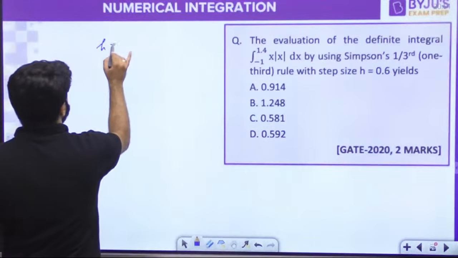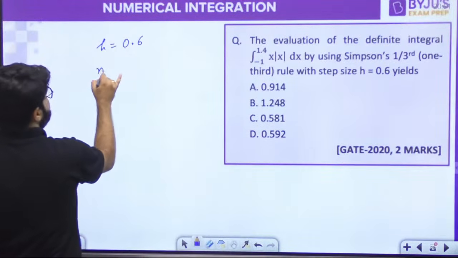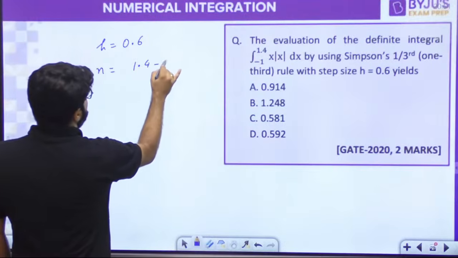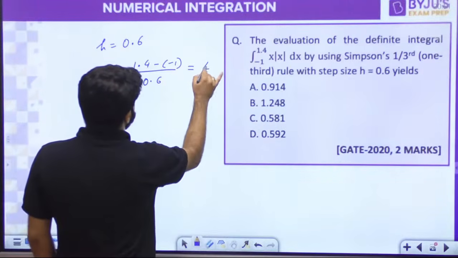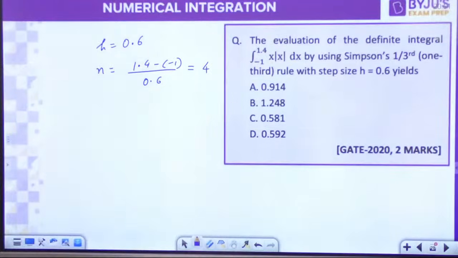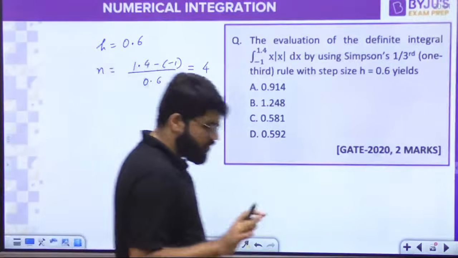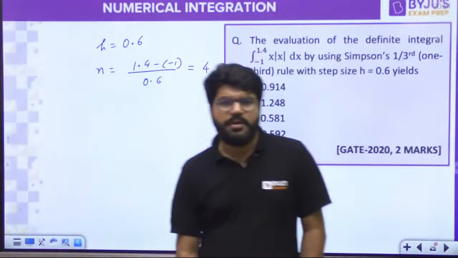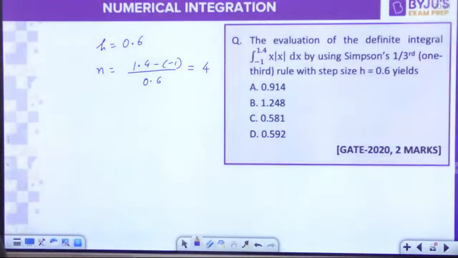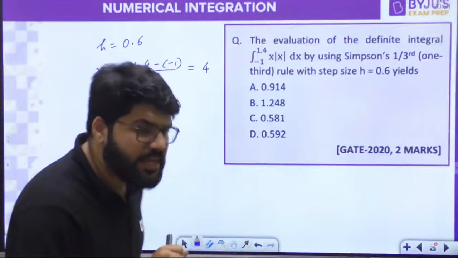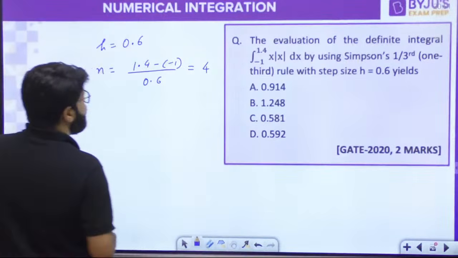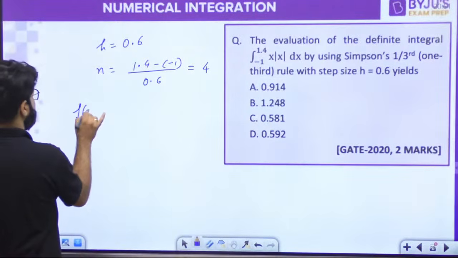Step size 0.6 है, तो how many sub intervals will be here? Upper limit minus the lower limit divided by step size. 2.4 by 0.6, 4. Okay, 4 sub intervals will be there and it is even. It should always be even for Simpson's, otherwise question frame नहीं होगा. Simpson's will not work for an odd number of intervals because we have the quadratic fitting for 2 consecutive sub intervals, जैसा कि हमने कल देखा था. Right. So what is the function fx here, guys?